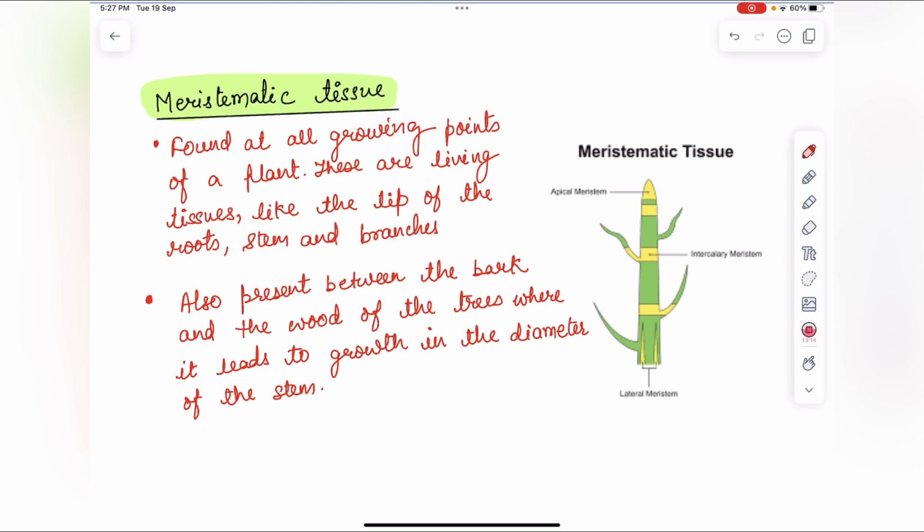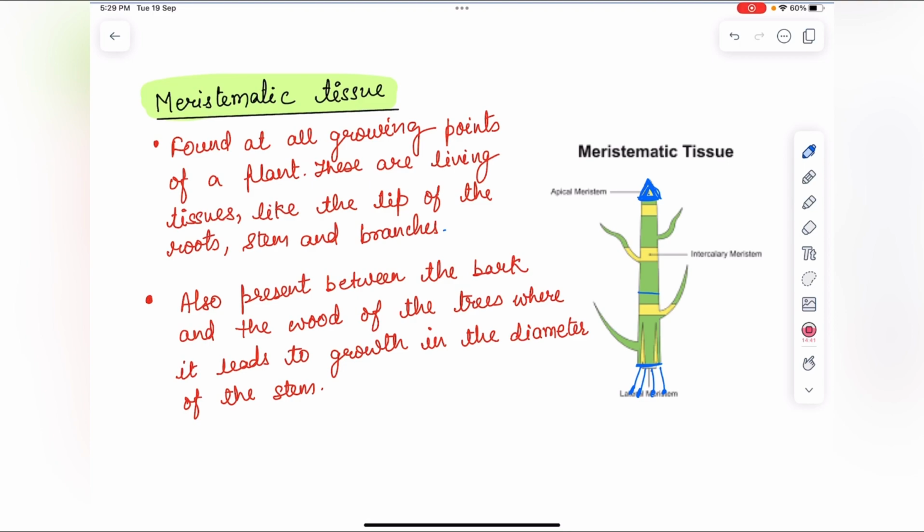Meristematic tissues are found at the growing point of a plant. These are living tissues like the tip of the root, stem and branches. It means it is present in the tip of the growing plant. It will be present in the tip of the roots, stems and branches. They are present at the apex of roots, at the tip of the root and in the branches.